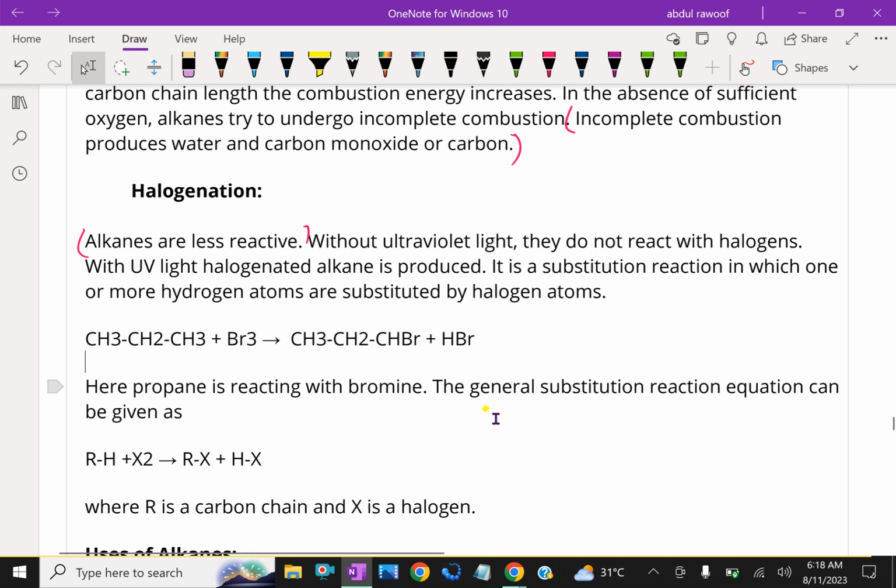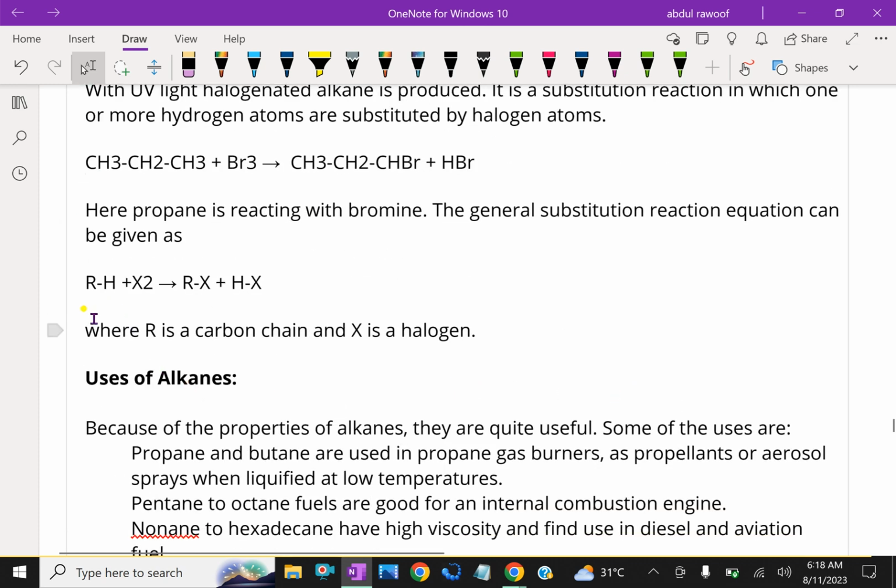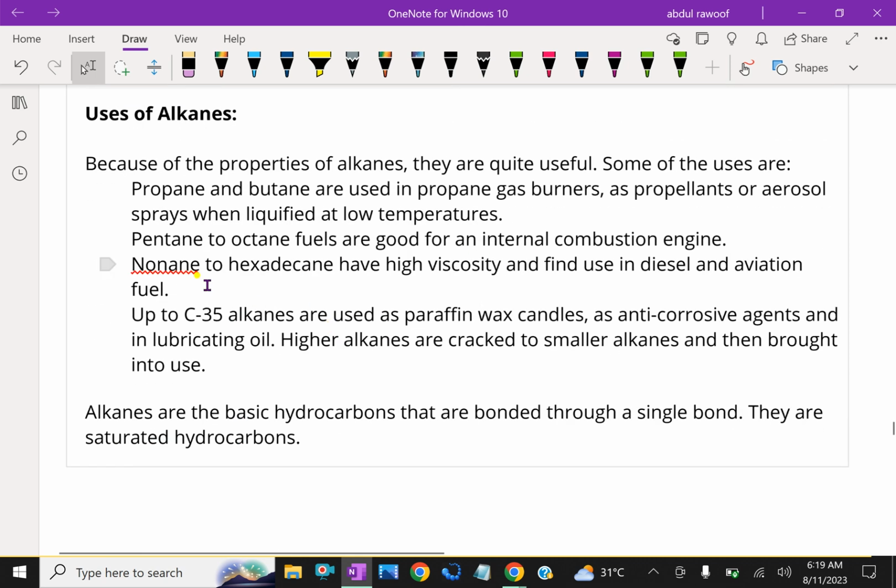Here, propane is reacting with bromine. The general substitution reaction equation is RH, the alkane, plus X2, the halogen, gives RX plus HX. The halogen connects with the alkane. So this is a basic substitution reaction where R is a carbon chain and X is a halogen.